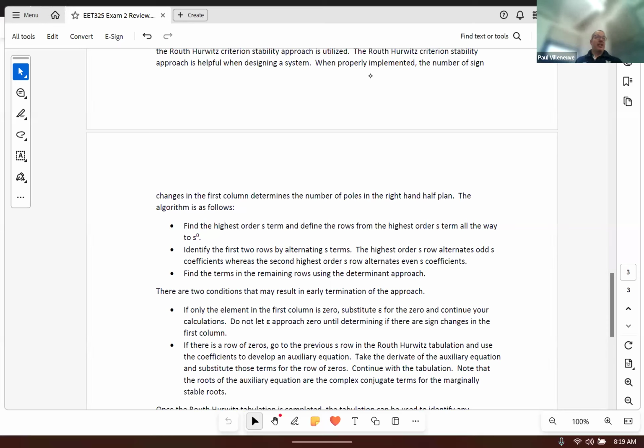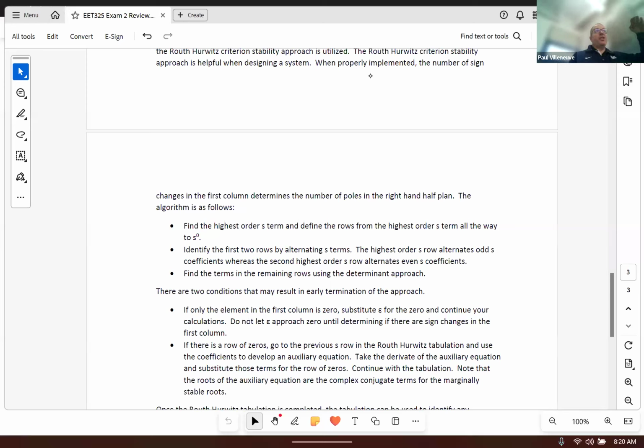That's the first case. The second case is we have an entire row of zeros. This approach isn't going to work. And so basically, when you come across the case where the first column is a 0, you're going to go ahead and do the next term in that row and check to see if it's 0. If you end up with a 0, then you've got a row of zeros. And that's when you use the auxiliary equation. You get the coefficients from the auxiliary equation by going one row up from what you're tabulating.